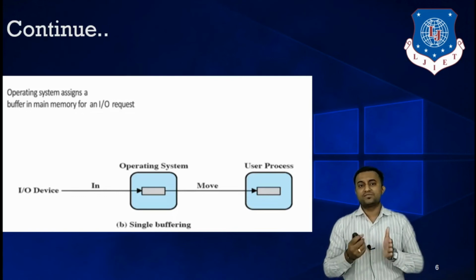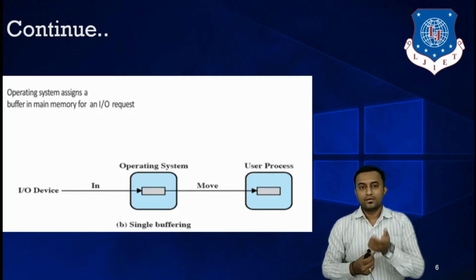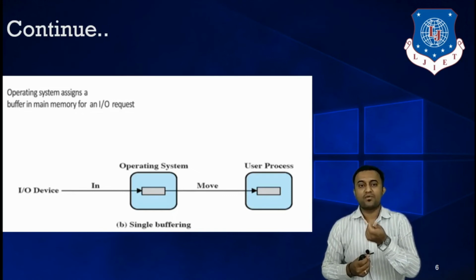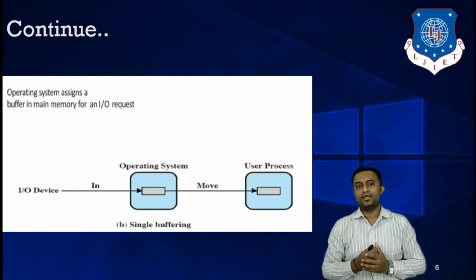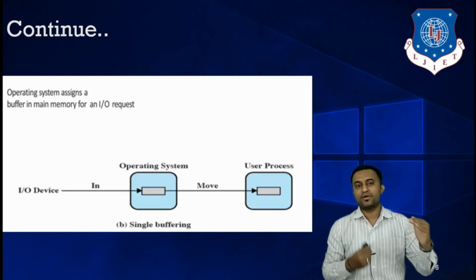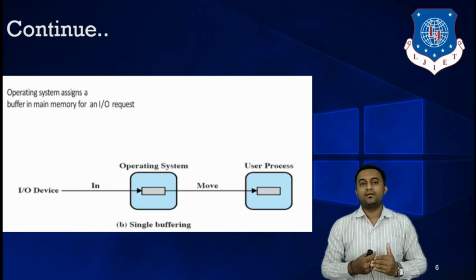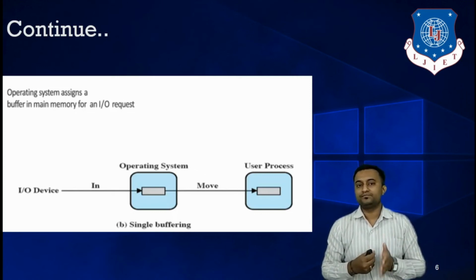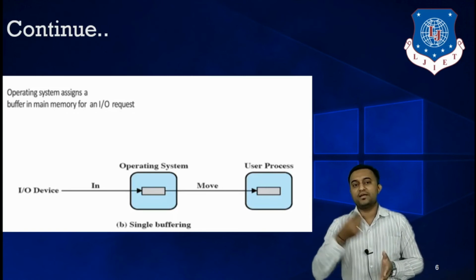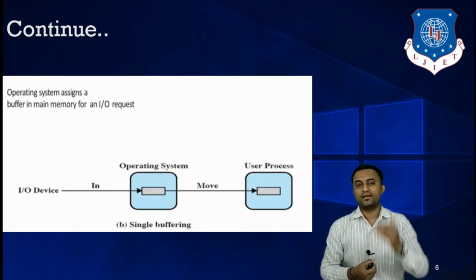But in this case, there is a problem, because we are talking about single buffering. It means that the IO device provides the IO operation. It is in operation, and once the data is included into the buffer, then the user process will fetch that data from the buffer. That operation we can call the move operation.